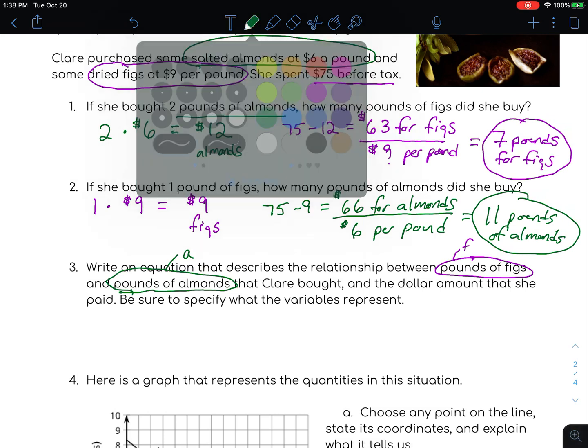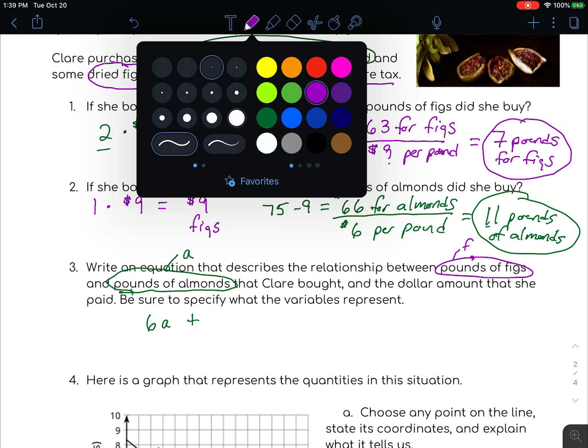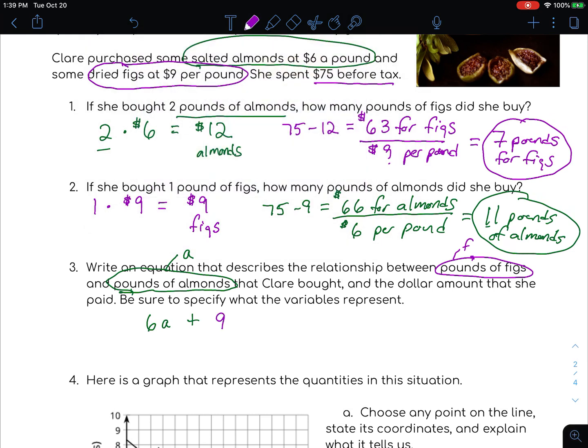So if we have $9, actually the almonds are $6 per pound. So $6 we were multiplying by however many pounds we had right up here. So in the original problem it was 2 pounds and the second problem was 11 pounds. So 6A, $6 per pound of almonds. And then we are adding to that the amount of money that we're spending on the figs, which was $9 per pound of figs, so 9F, because F stands for figs. And then we know that's going to equal our total amount of money that Claire spent, which was $75.